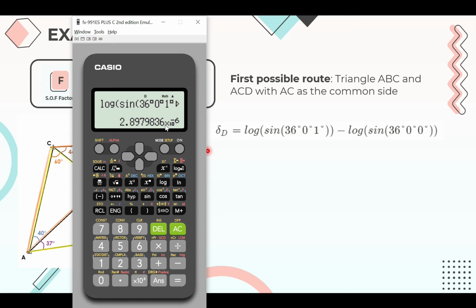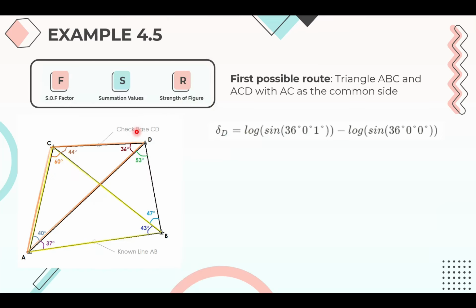2.897 times 10 to the negative 6. So therefore, our delta D is 2.898. Let's see, correct, ba? Correct, guys. Okay. And next, the angle na relevant, di ba?